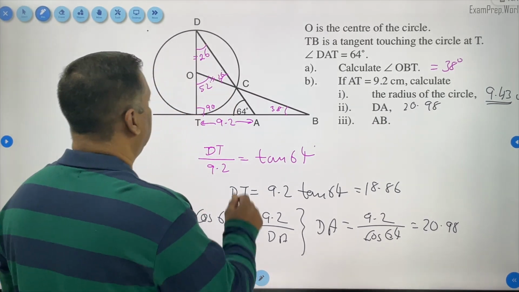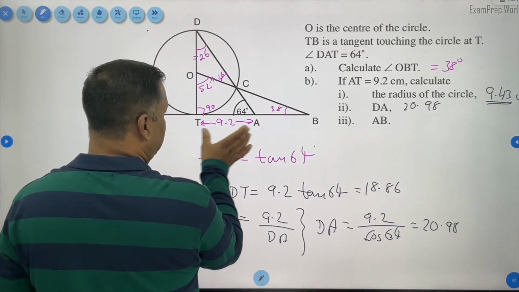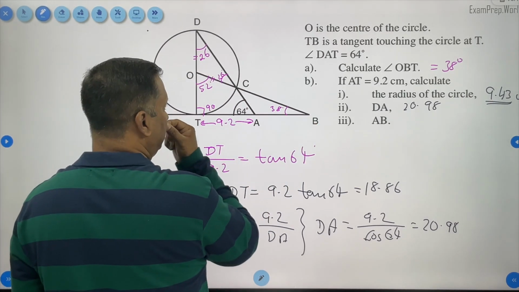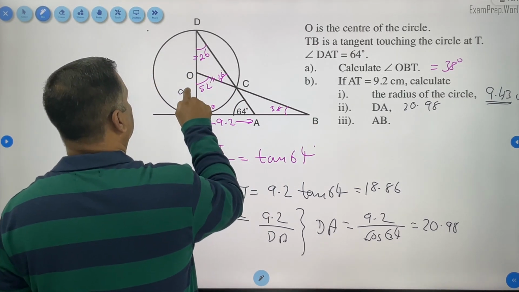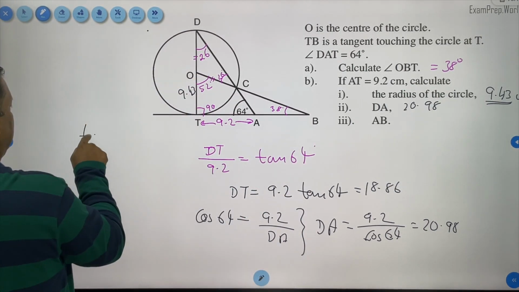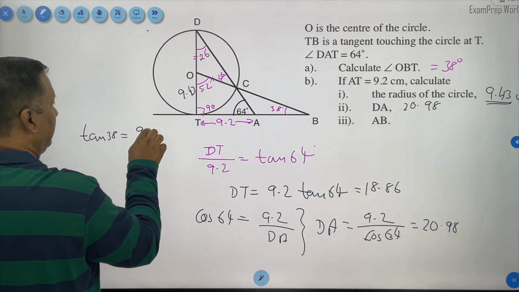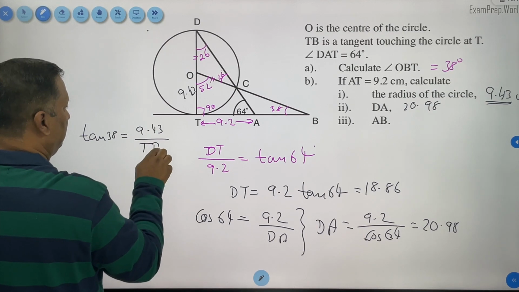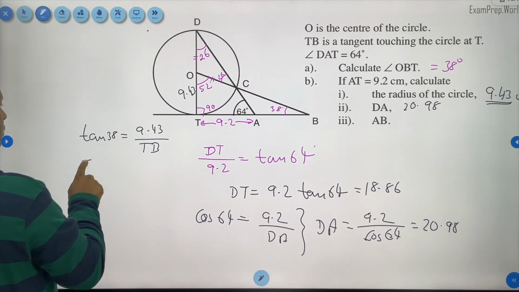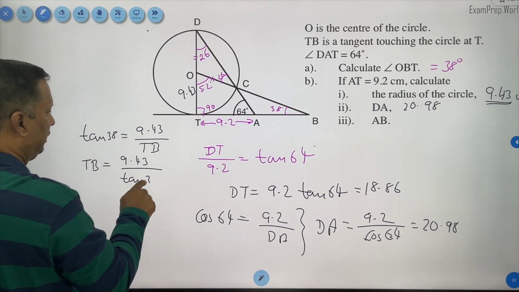AB. How do you find AB? This is a part which is a semi part of this triangle. So we know this radius. Radius is how much? 9.43. So using this, can we find the complete TB? We can. So tan 38, I am using this triangle. Tan 38 equals 9.43 over TB. If I find TB, I will subtract 9.2 from there. I will get AB, right? So TB equals 9.43 divided by tan 38.